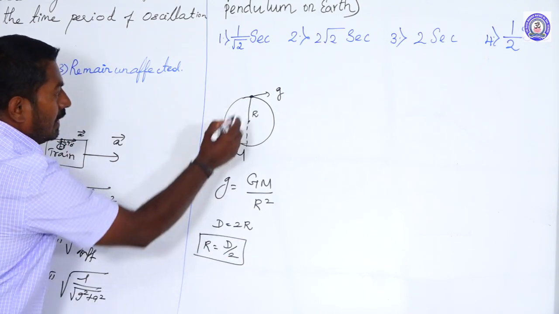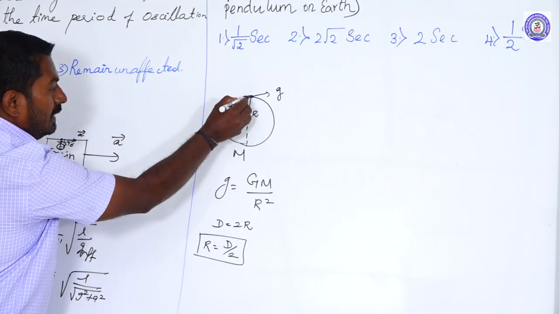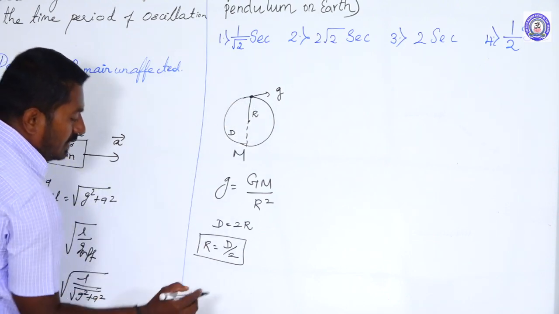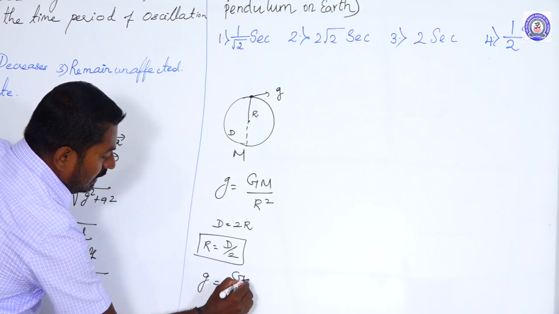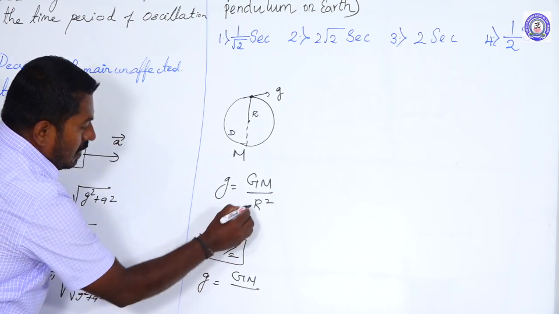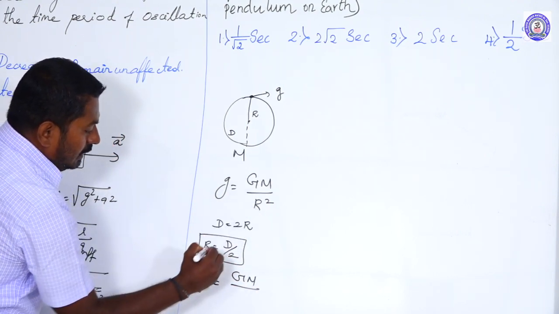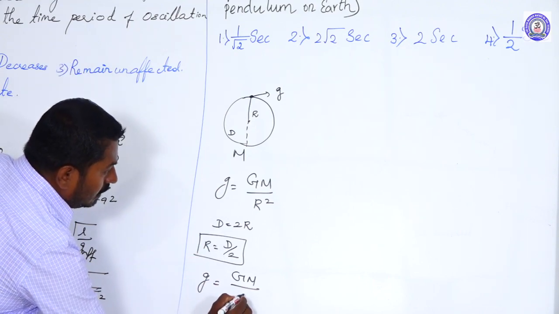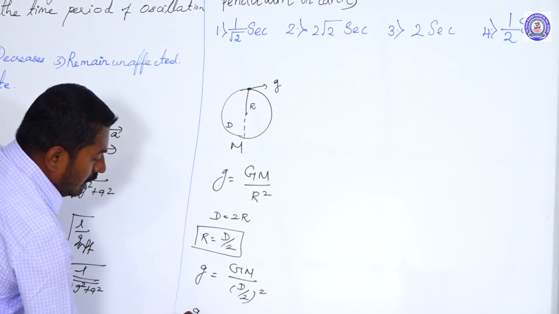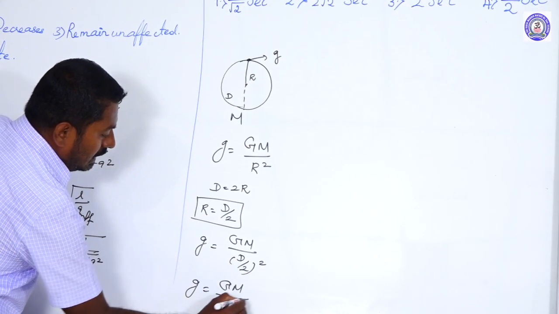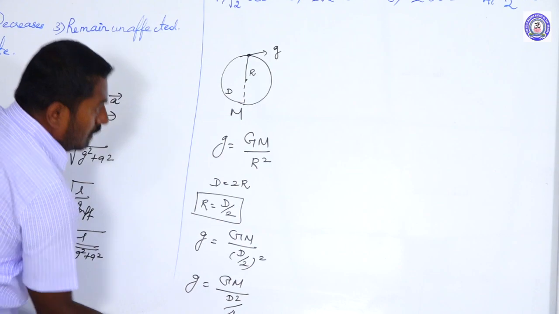We can write the acceleration due to gravity at a given place on the surface of the Earth, g equal to GM divided by the radius of the Earth in terms of the diameter of the Earth, D divided by 2 whole squared. Then g is equal to GM divided by D squared divided by 4.